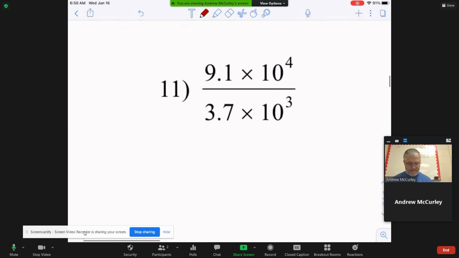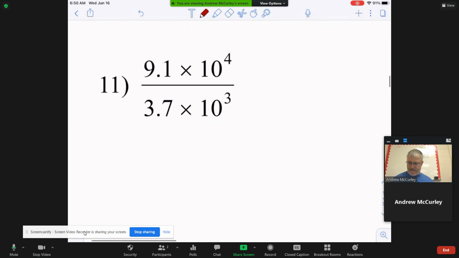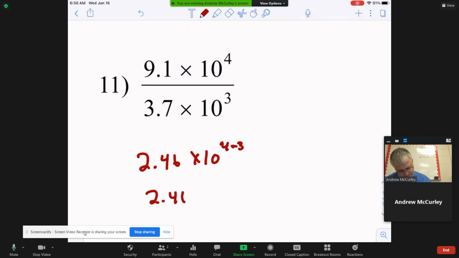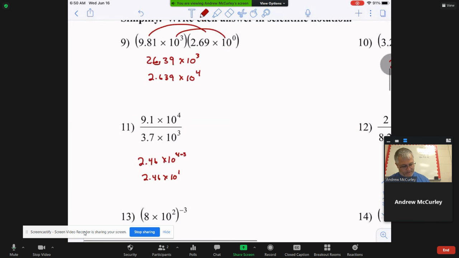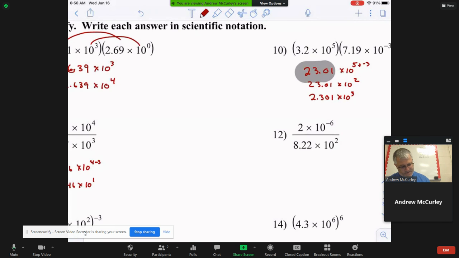Let's do number 11. All right, we're going to divide here. So I've got 9.1 divided by 3.7. I get 2.46 all around times 10, and I've got a 4 and a 3, 4 minus a 3, so 2.46 times 10 to the first power. And that would be just 24.6, but whatever, we're not going to do that. But let's try the next one.